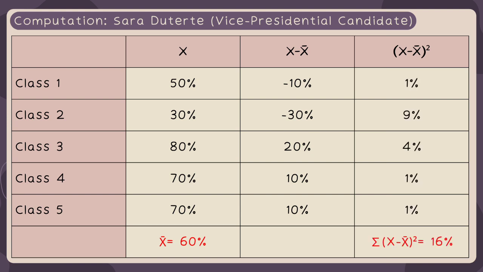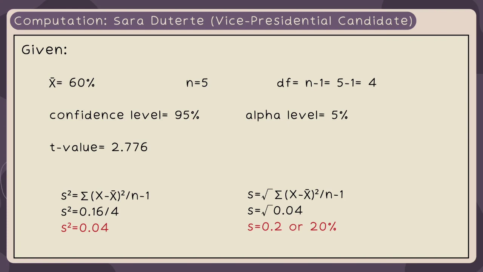For the third column, we need to square the values on the previous column. Class 1 is 1%, class 2 is 9%, class 3, 4%, class 4, 1%, and class 5, 1%. The summation is 16%. For the given, we have 60% for the sample mean, a sample size of 5, a confidence level of 95%, an alpha level of 5%, DF of 4, t-value of 2.776.